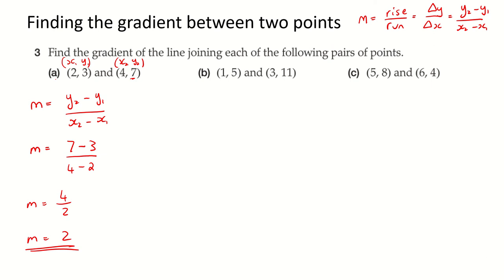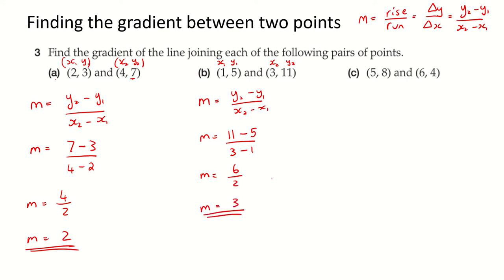Let's see that again in action. So we write down our rule was y2 take y1 over x2 take x1. Now, remember, this is our second point, so we'll call this x2 and y2, and our first point, x1 and y1. It doesn't matter which one you choose to be the first point and the second point. When you do the math, you'll always get the same gradient. So y2 here is 11 minus 5 over x2 is 3 minus 1. This is 6 over 2, so the gradient between these 2 points would be 3.